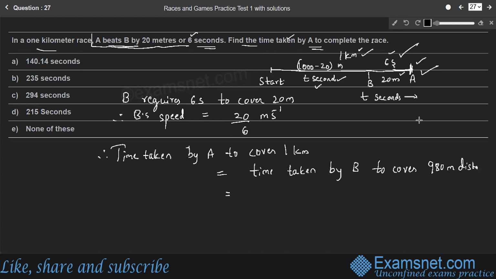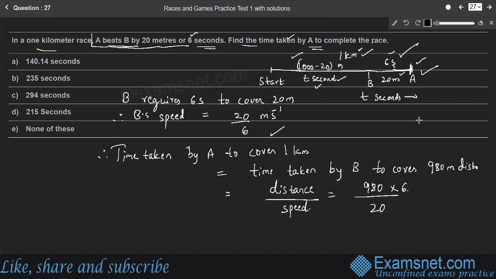Since speed is distance by time, time is equal to distance by speed. So time is distance covered by B by speed of B, right? That's why we need B's speed. We have just calculated, right? Distance covered by B is 980 meters, by B speed is 20 by 6.